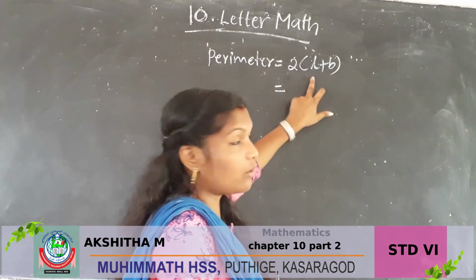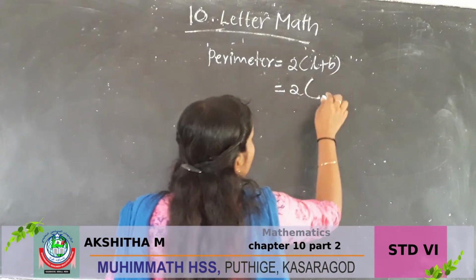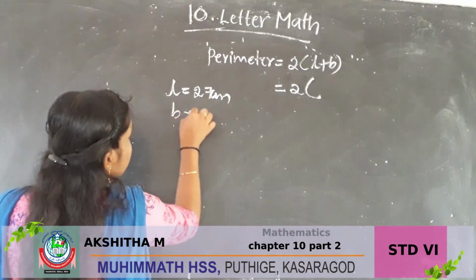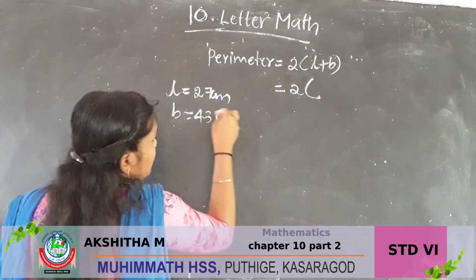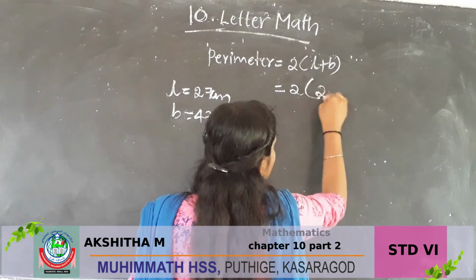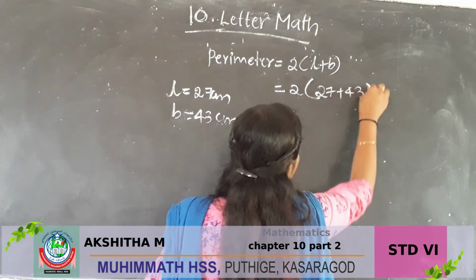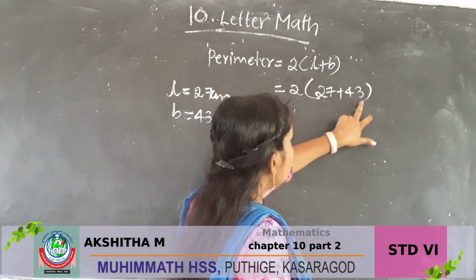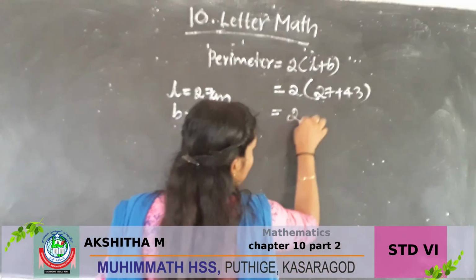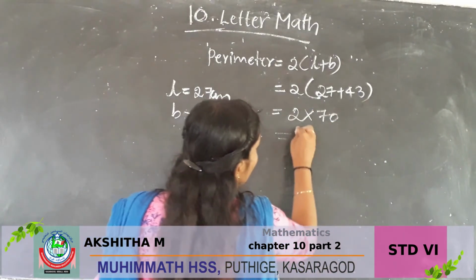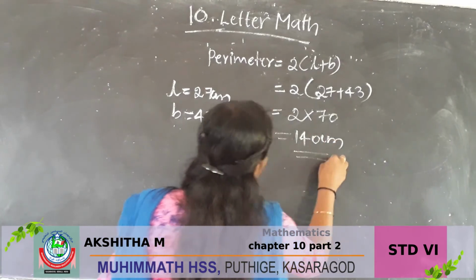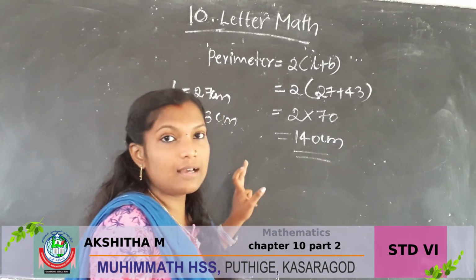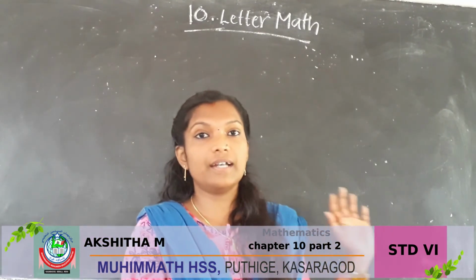By using this formula, we can find out the answer. So here, 2 into, we already know the length is 27 cm and the width is 43 cm. So 2 into 27 plus 43. 27 plus 43 is 70. So 2 into 70 is equal to 140 cm. The perimeter of the rectangle is 140 cm. Is it clear? Let us see another question related to this.